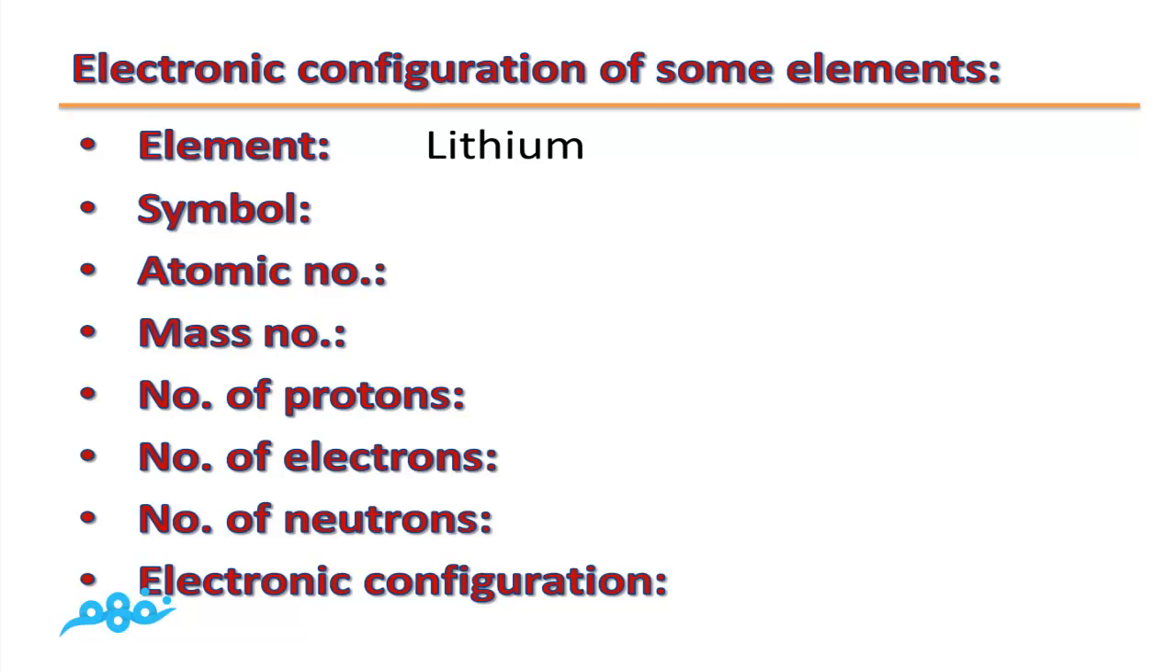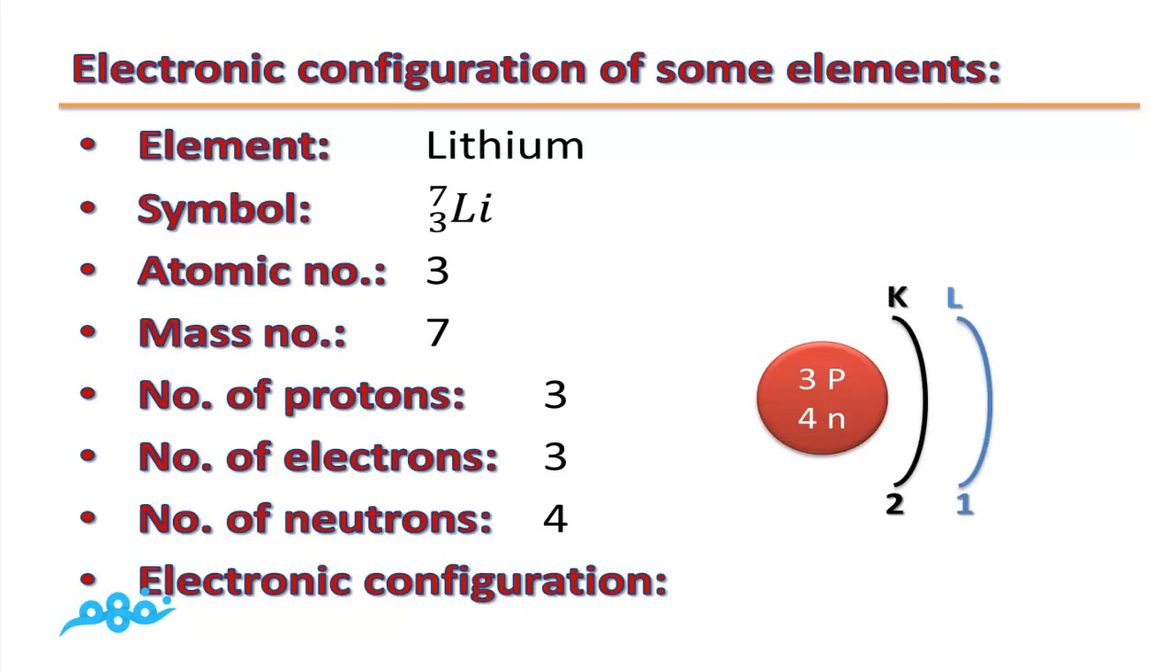Lithium. The symbol of lithium is Li. Atomic number of lithium equals 3. Mass number 7. Number of protons 3. Number of electrons 3. Number of neutrons 7 minus 3 equals 4. Electronic configuration of lithium: its nucleus contains 3 protons, 4 neutrons, and it contains 3 electrons which are distributed in 2 energy levels. The first energy level K will take only 2 electrons because it is saturated with 2 electrons. We have another electron. We will put it in the second energy level L. So the electronic configuration of lithium is K2L1.